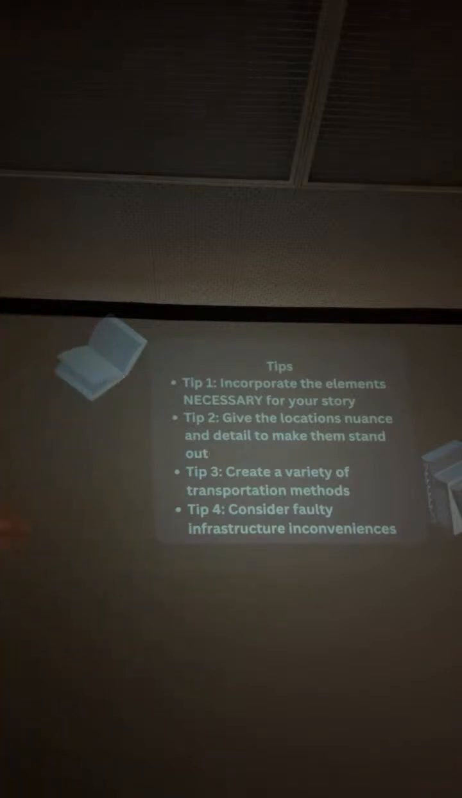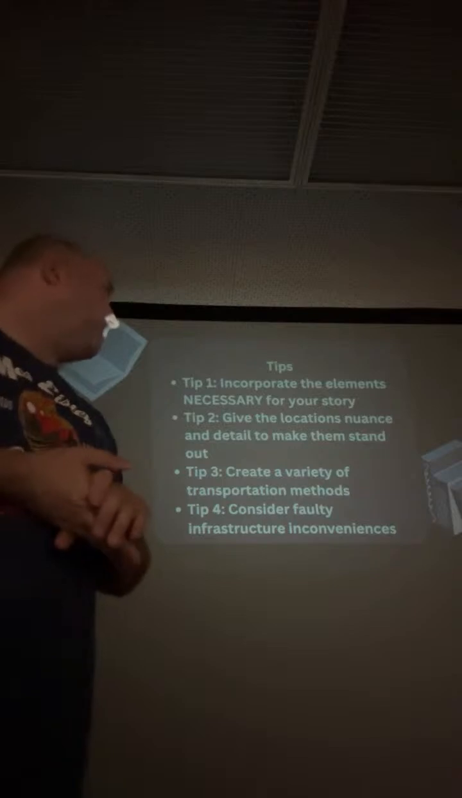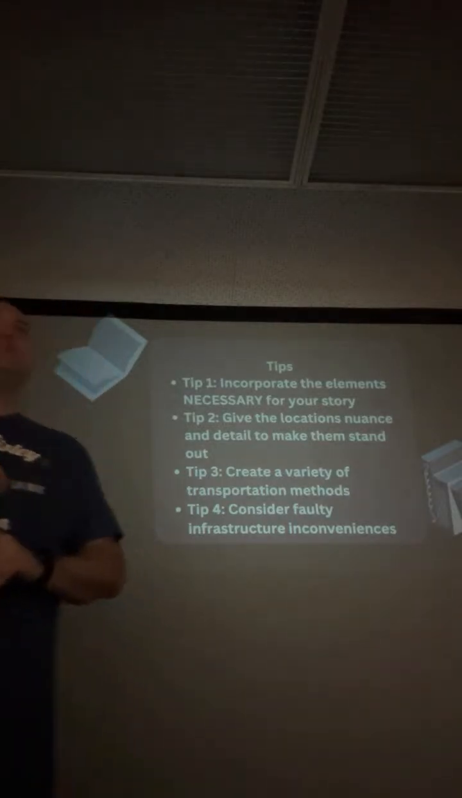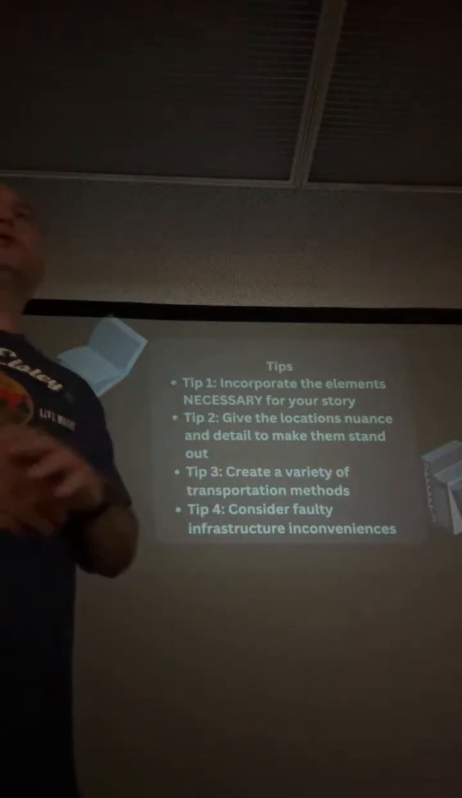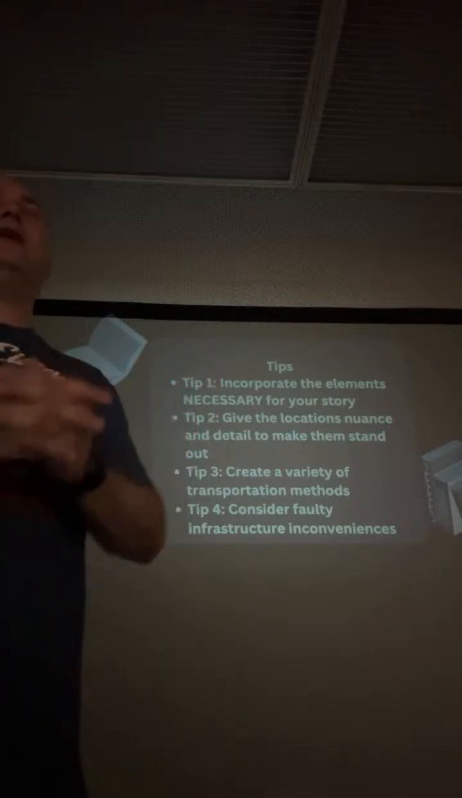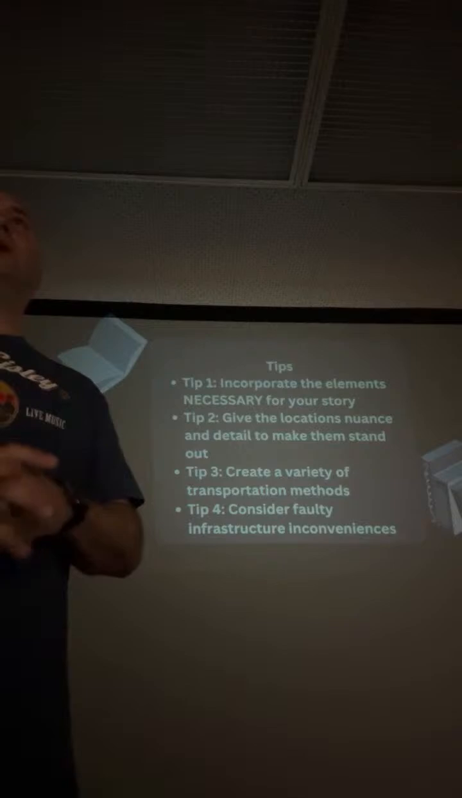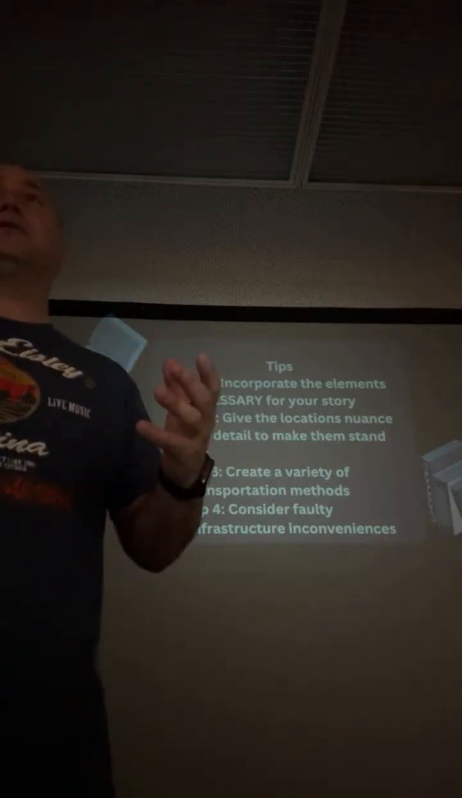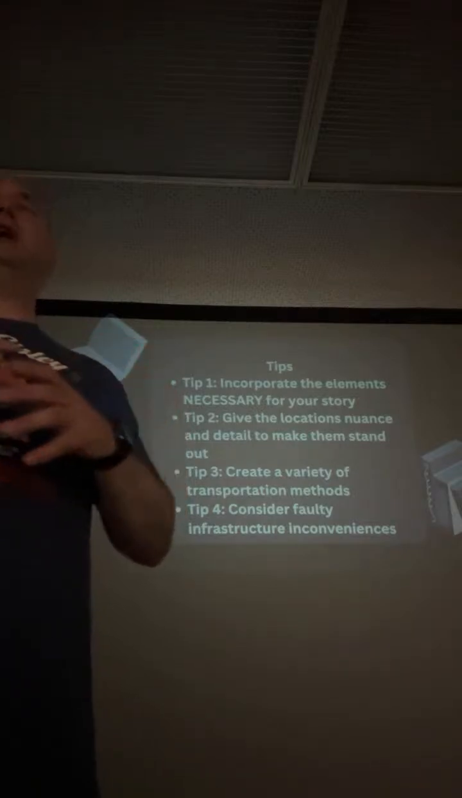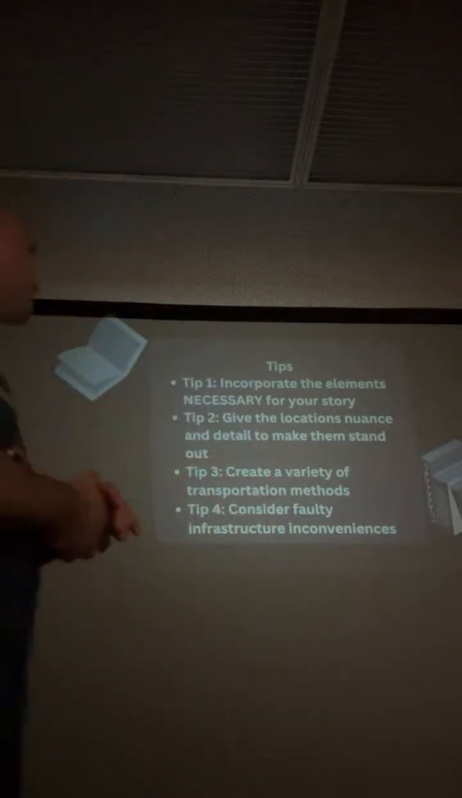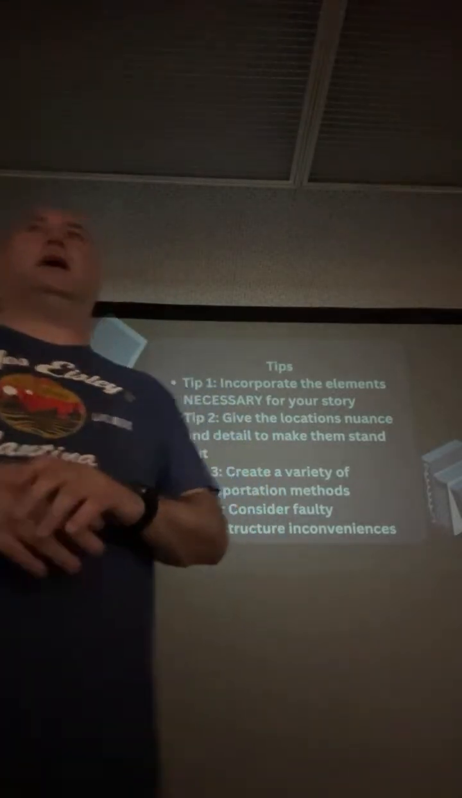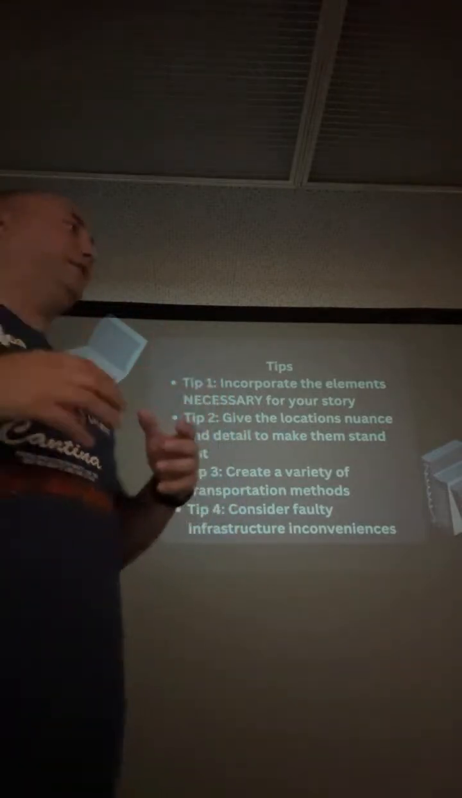Tip number 2, give the locations nuance and detail to make them stand out. You don't want everything to look all the same. You don't want it to look uniform. One of the things that I think Star Wars is both good and bad at is that if you look through the original trilogy, every single location that they go to is an extreme. So Tatooine is a desert planet. The entire planet is a desert, okay? Hoth is an ice planet. Everything is just one gigantic ice cube with rocky features. Cloud City sits above a gas planet, and it floats in the clouds.